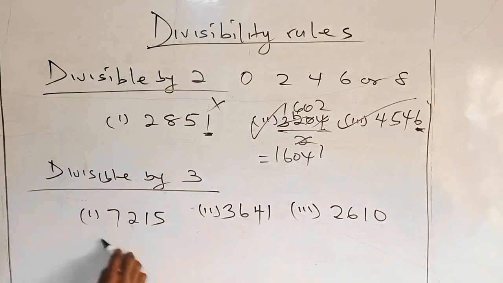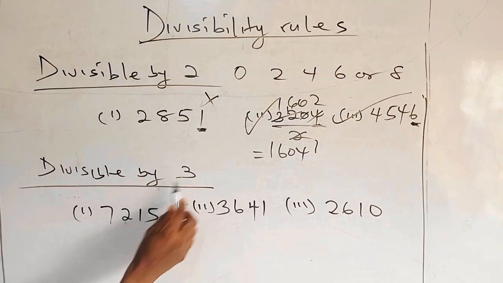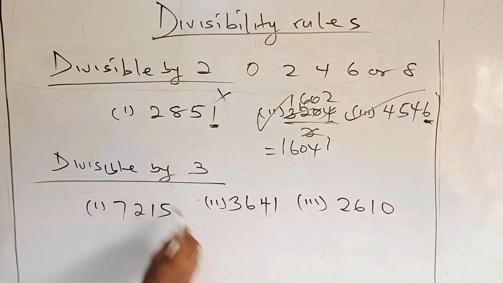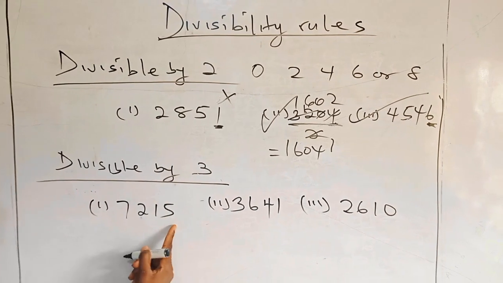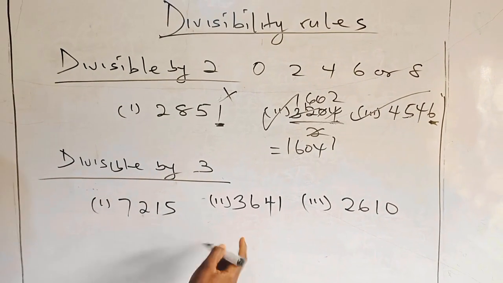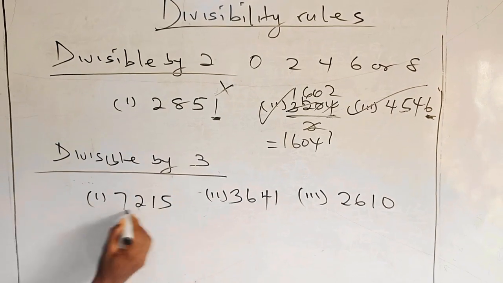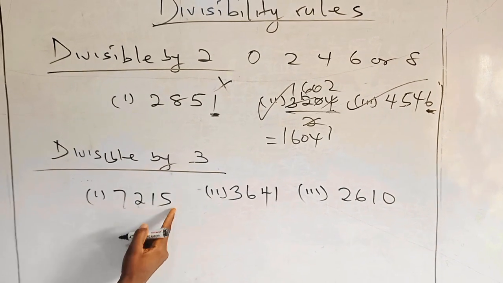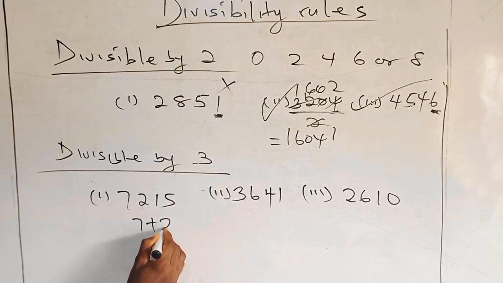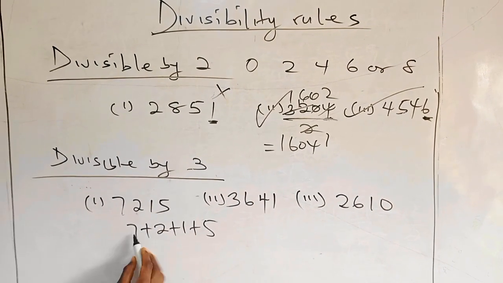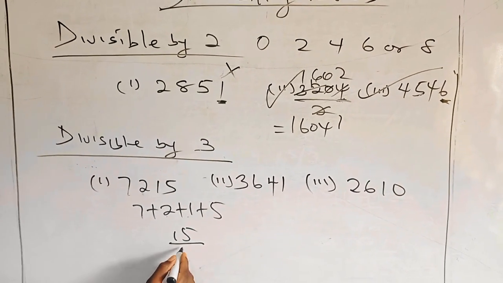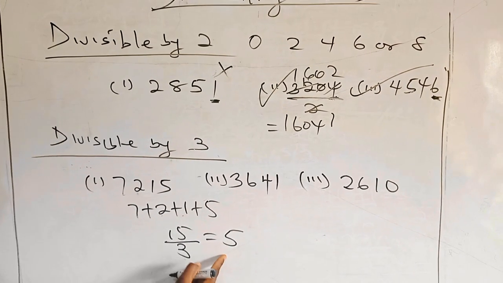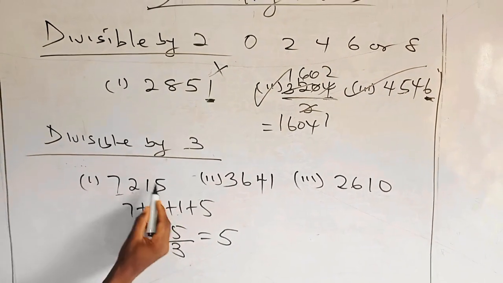So, numbers divisible by 3. Which of these numbers are divisible by 3? For you to know whether a number is divisible by 3, when you sum the digits up, the result must be divisible by 3. So what do I mean? Look at 7,215. 7 plus 2 plus 1 plus 5: 7 plus 2 is 9, plus 1 is 10, 10 plus 5 is 15. Can I divide 15 by 3? Yes, 5. So that means I can divide this number by 3.